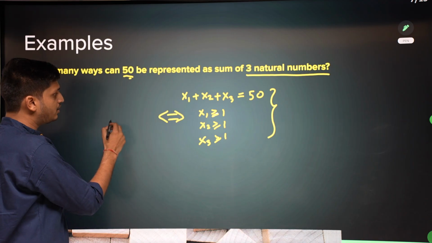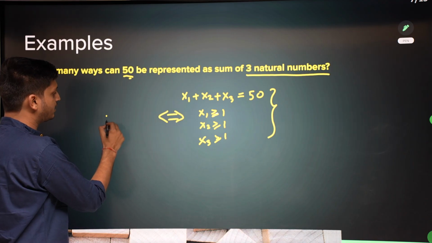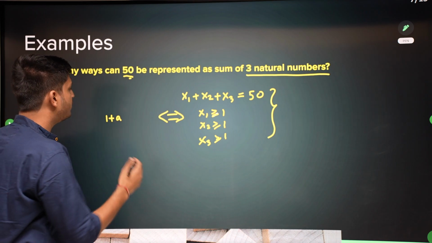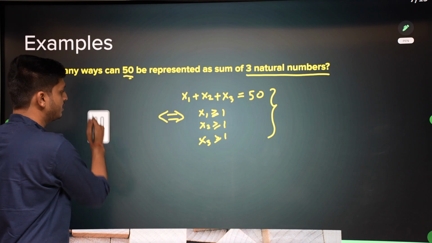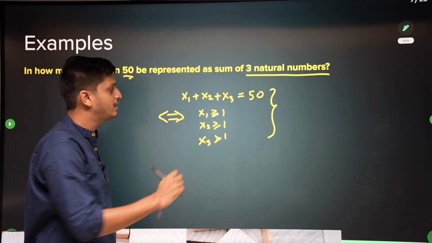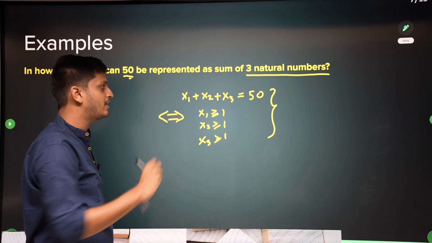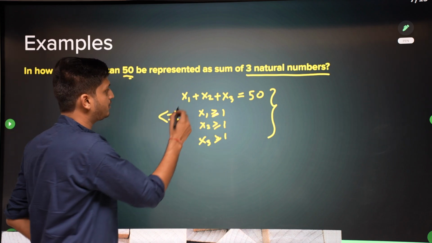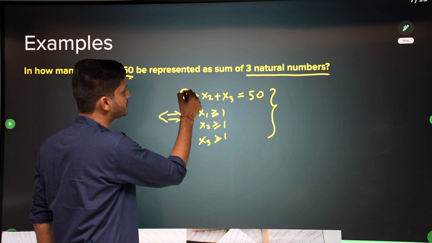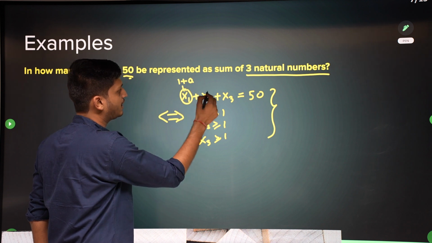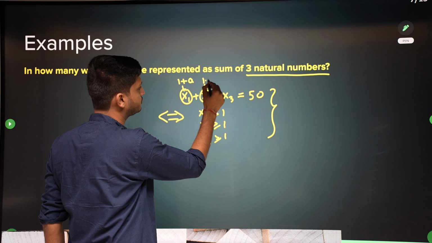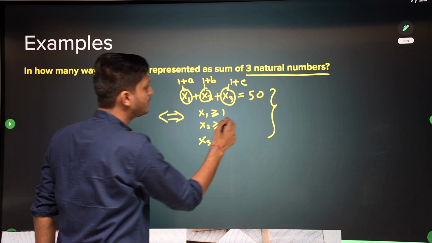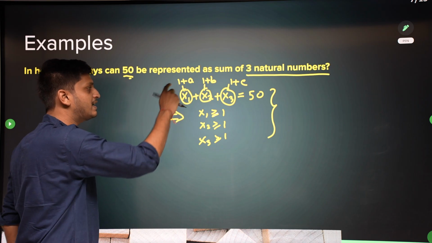So why not write x1 as 1 plus a? Since x1 has to be greater than or equal to 1, I am making sure that x1 will be at least 1. So I will write x1 as 1 plus a, x2 as 1 plus b, and x3 as 1 plus c. This way I am ensuring that x1 is at least 1.